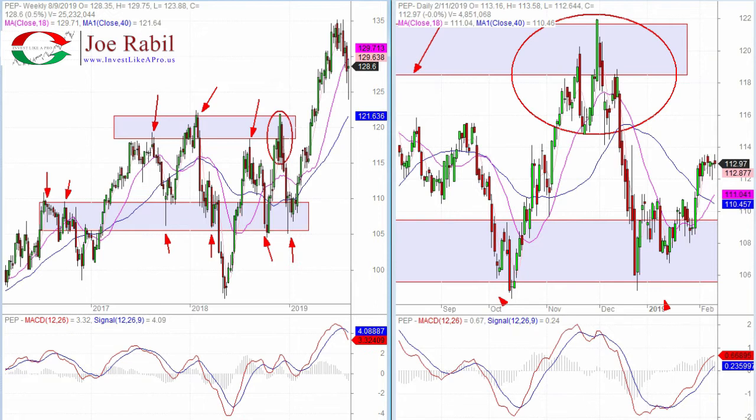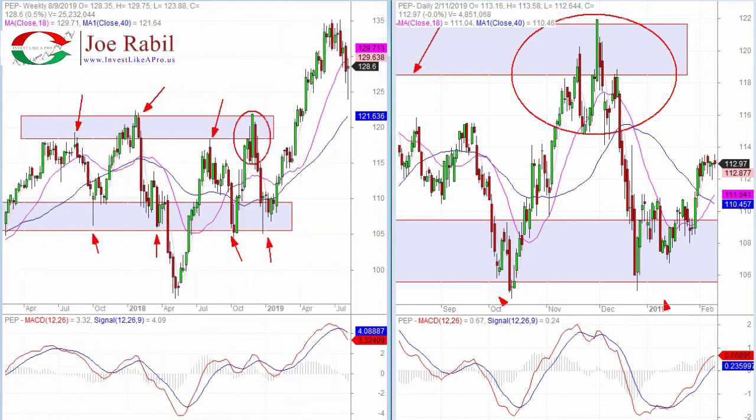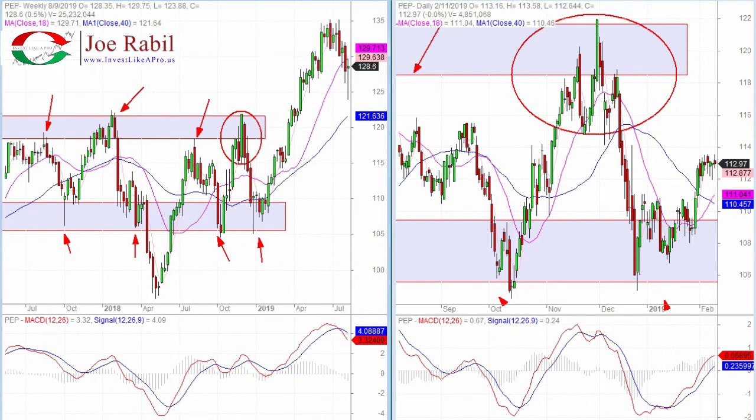So let's go down to the daily chart, and I want to point out this circled area that I've created on the weekly. I know that I've got resistance. I've rallied up.